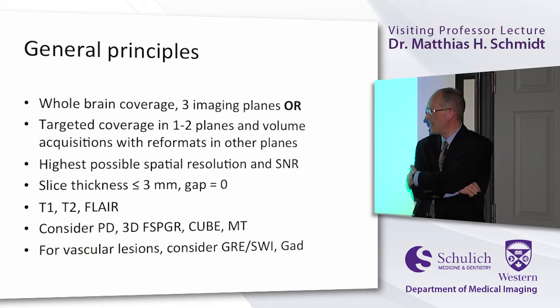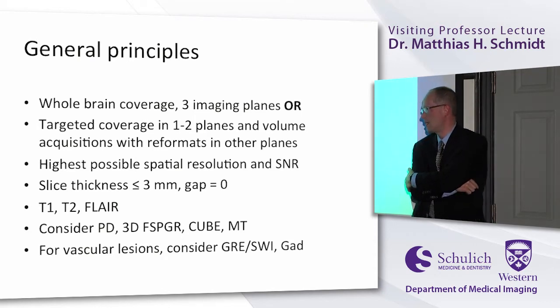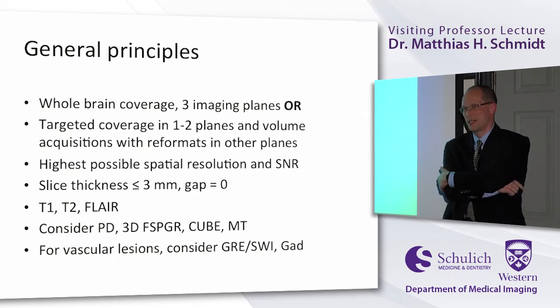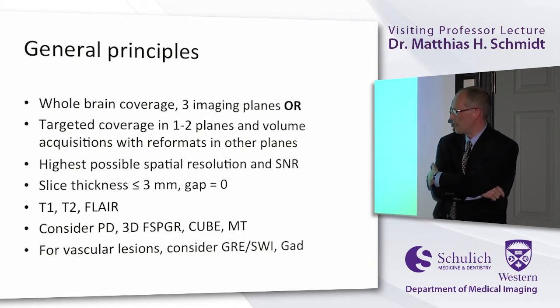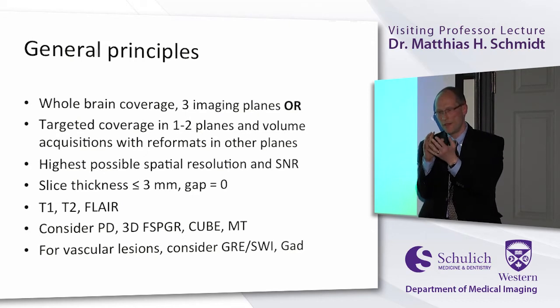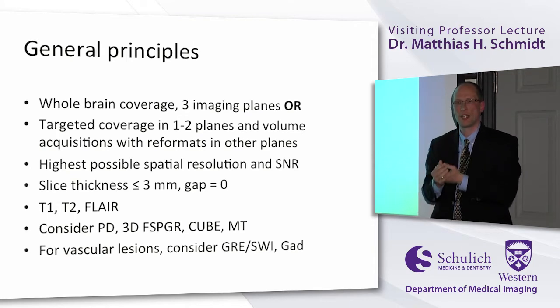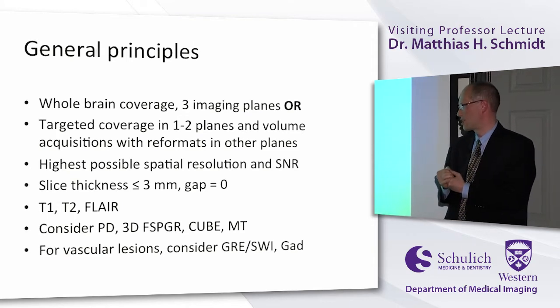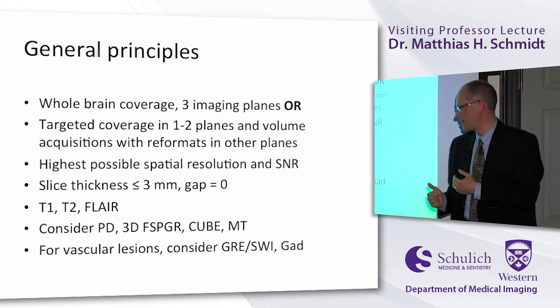We should aim for the highest possible spatial resolution and signal-to-noise ratio. We should keep our slice thickness at or below 3 millimeters, because we are studying the gray-white matter interface, and our gap should be 0, because, again, we don't want to be confusing blurring from an en face or oblique lesion with real blurring of the gray-white junction. We should have all the standard MR flavors.